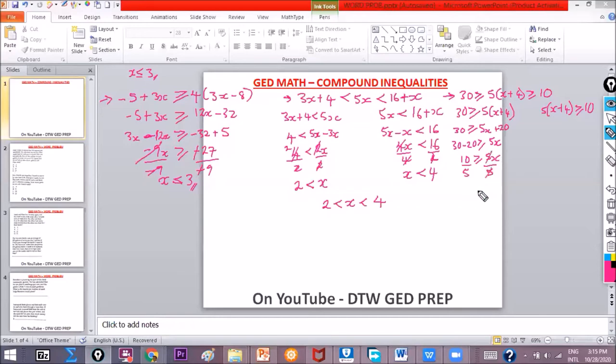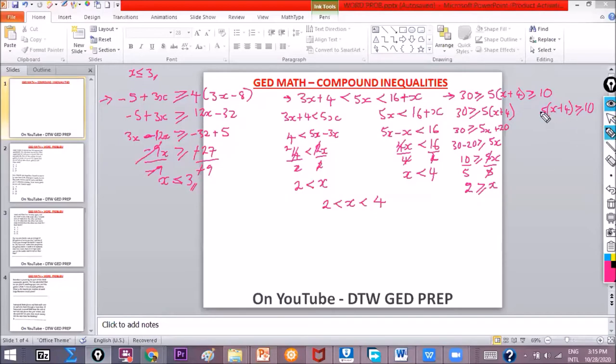This will cancel out, and we are left with x here. And 10 divided by 5 is what? 2. Are you with me? Yes, I am. Okay, so we have this here.